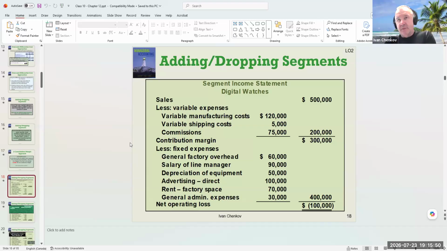This company, as we can see, is losing. How much are they losing? $100,000. Only the digital watches department or segment is losing $100,000. Why are they losing $100,000? We have sales of $500,000 and the contribution margin is positive $300,000. After that, they have the general factory overhead, salary of the line manager, depreciation of equipment, direct advertising, rent, and general administrative expenses, a total of $400,000. So this division looks like it's losing $100,000 based on this report.